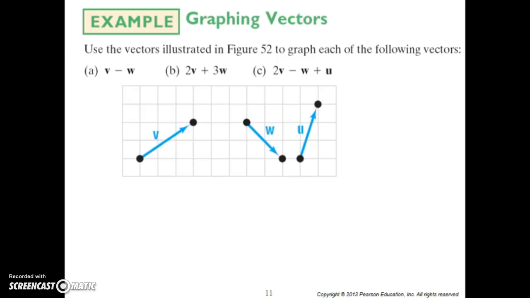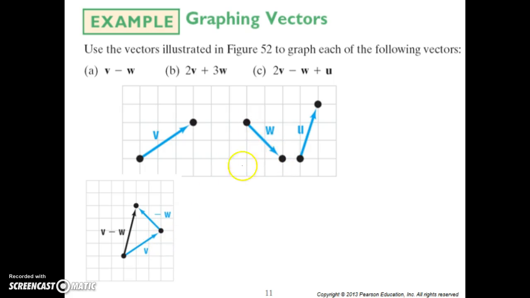So on the prep quiz, you may be asked to do a problem similar to one of these. If you're asked to graph the following vectors, v minus w, all you're going to do is do what we just talked about. Line the initial points up with the terminal points, and you'll quickly see. So if we want to find v minus w, we take v, and then we take w and make it negative, so we make it go in the opposite direction, and line up the terminal point of v to the initial point of w, and you can add those together and you get v minus w.